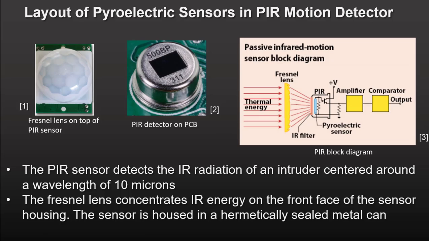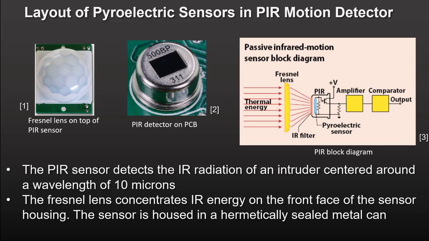All objects, living or not, emit infrared radiation as a function of their absolute temperature. A PIR, that's passive infrared motion sensor, detects the infrared radiation of an intruder up to no good in your house. The sensor responds to infrared radiation centered around a wavelength of 10 microns, the wavelength corresponding to the average skin temperature of 93 degrees F, that's 34 degrees C.